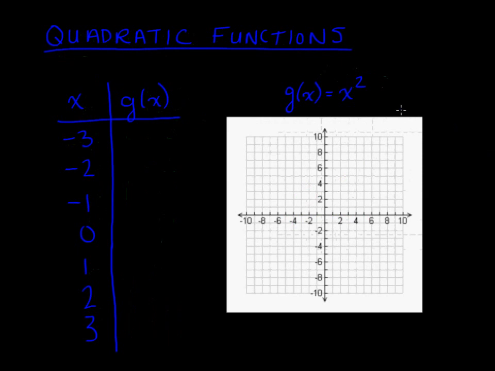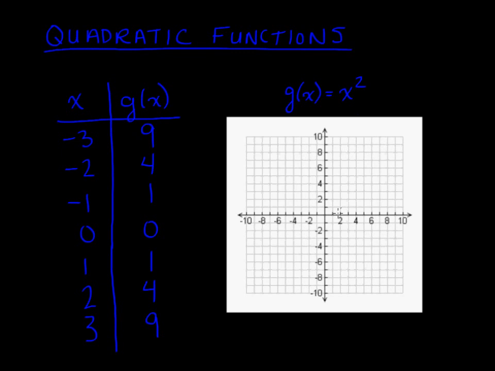For quadratic functions, our parent function is g of x is equal to x squared. So again, if we generate a table of values, we want to substitute in the x values to get a value for the function. If we substitute in a value of -3 for x, -3 squared, and remember the -3 would be in brackets, -3 squared would be +9, -2 squared is 4, -1 squared is 1, 0 squared is 0, 1 squared is 1, 2 squared is 4, and 3 squared is 9.